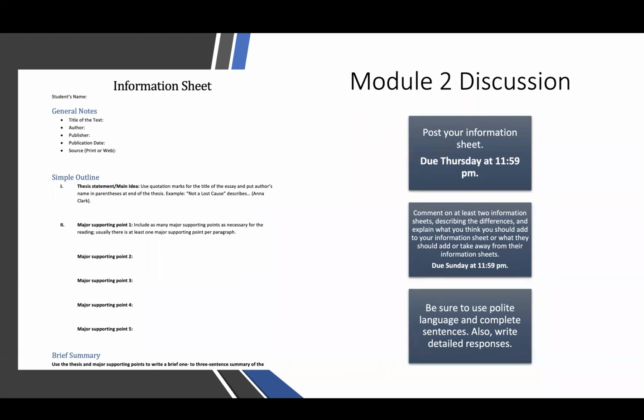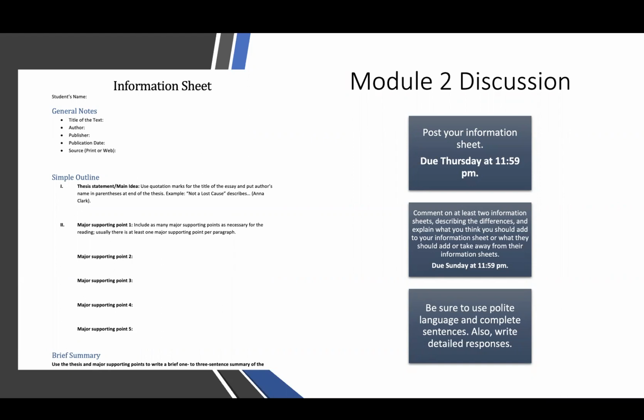And so the information sheet includes general notes, which are the title of the text, the author's name, the publisher, in this case it's NPR or This I Believe. Look for a publication date. So when was this essay written? And we're reading sources that are online, so you'd type in web for the source.